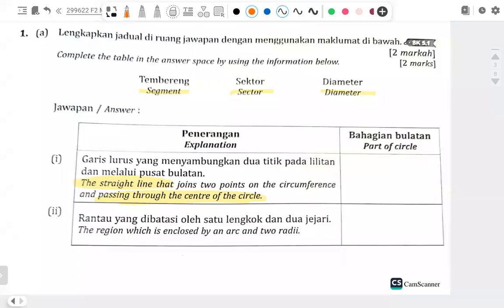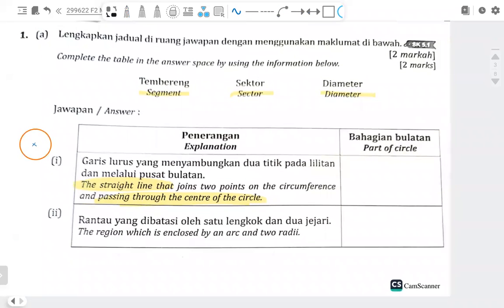If I draw this out, it refers to the straight line passing through the center. So if this is the center, you have a line passing through the center. Remember what this is called? What's the name of the straight line passing through the center? Diameter, yes. Diameter is a line.